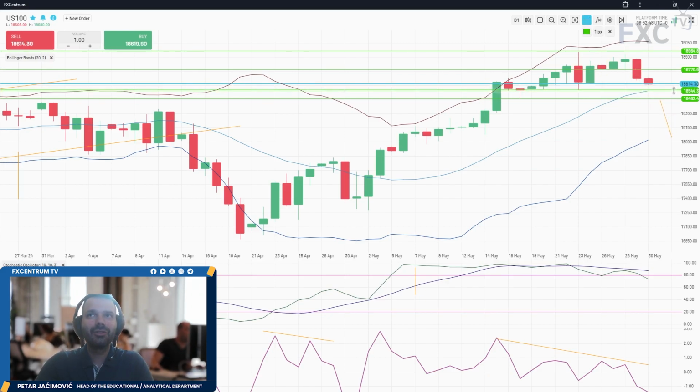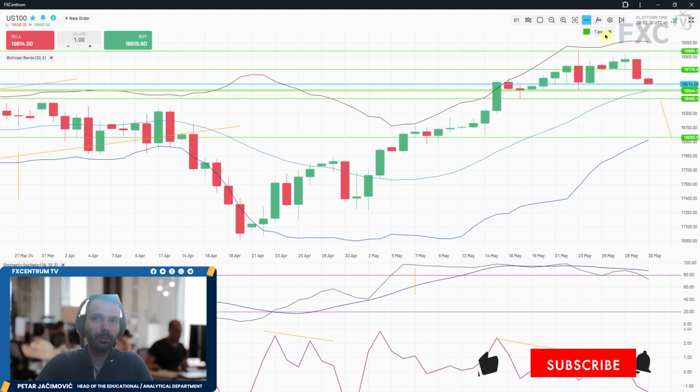But let's say some intraday downside objectives: 18,545, 18,462. This is the middle Bollinger Band and this pullback low. But then after that, if we can see stronger supply and a stronger break of this middle Bollinger Band and hold below, then why not the 18,000, 18,050 mark, the lower Bollinger Band on the daily time frame.